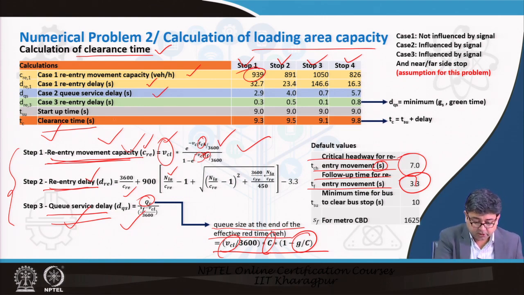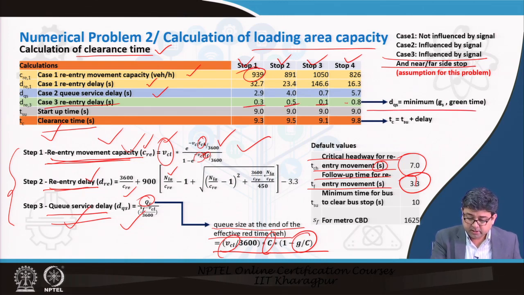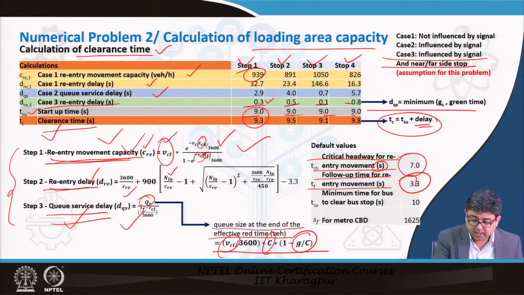There is something called a re-entry delay for case 3, where case 3 is influenced by the signal nearer the far side. So, it is again an assumption whether it is influenced or not, and standard values are again given here. You assume those. Startup time, the time needed if you are stuck in the queue and you want to start back up, those are standard values that have to be inserted, and then clearance time is nothing but your TSU plus delay terms. So, you add up these two, you get your clearance time values.